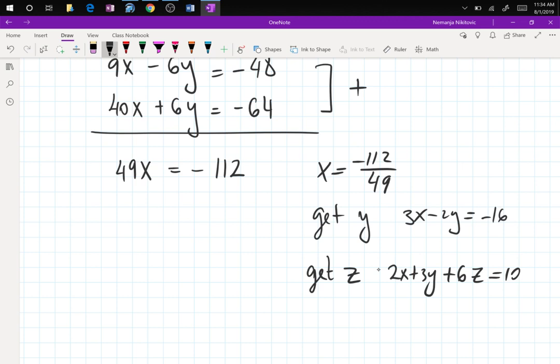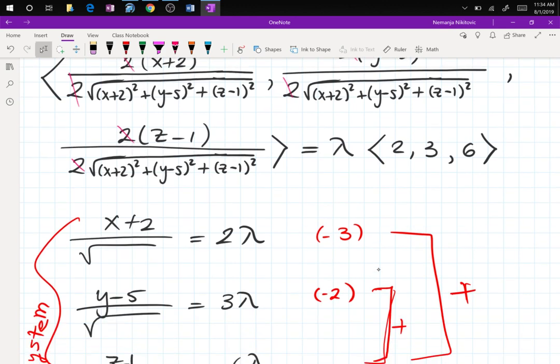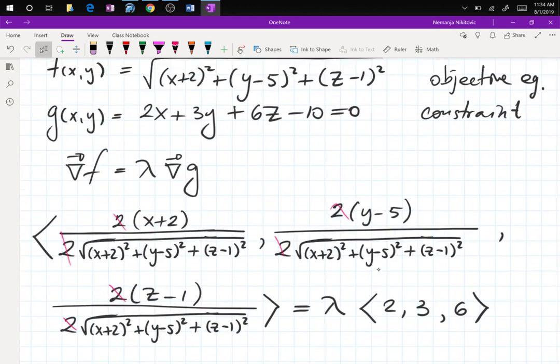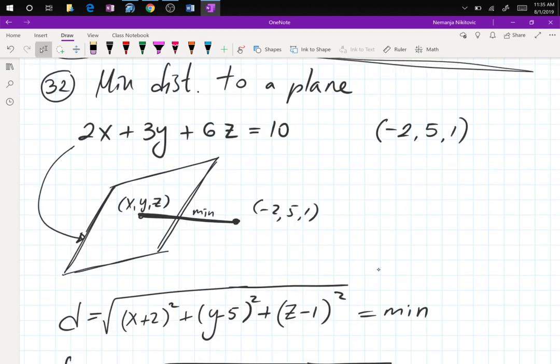Now, the reason why I'm not going through this is because probably there's a mistake somewhere up there, or maybe not. Maybe x is negative 112 over 49. I don't know. It's just not worth spending time to go back to calculations. You should redo this problem at home. Write out everything carefully and make sure that I didn't make any mistakes. I just want to make sure that I copied the equation correctly. That's the problem, 2x plus 3y plus 6z equals 10.